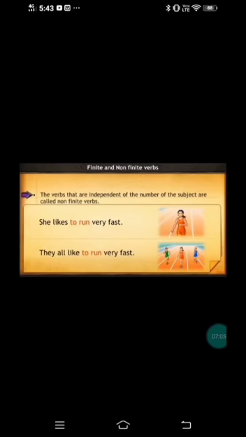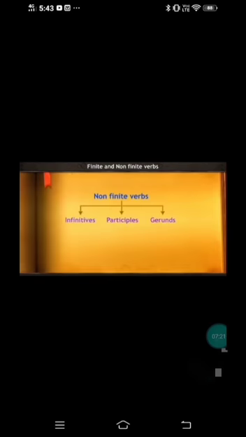Here, the verbs do not change their form according to the subject. They are independent. That is the reason these types of verbs are called non-finite verbs. As I said, non-finite verbs are divided into three types, that is infinitives, participles and gerunds. Let us see first about infinitives.